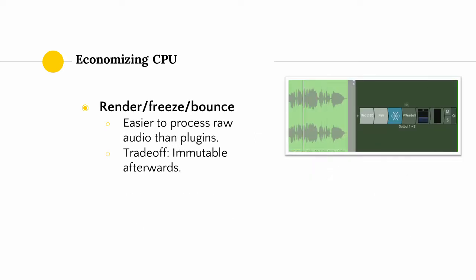The last CPU economizing strategy that I want to talk about is rendering, also known as freezing or bouncing. The principle of this strategy is that it is easier for your computer to process uncompressed raw audio than it is for your computer to process things through plugins. We can effectively eliminate the CPU usage from a very resource-intensive instrument and effects chain by simply rendering out the sound produced by that instrument into a simple, easy-to-process audio clip, and then disabling the resource-intensive instrument and effects chain.